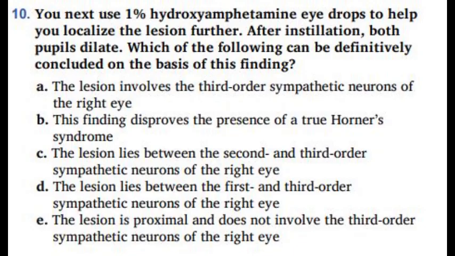So, A, the lesion involves the third order sympathetic neurons of the right eye. That is false. B, this finding disproves the presence of true Horner syndrome. That is false. C, the lesion lies between the second and third order sympathetic neurons of the right eye. That is false. D, the lesion lies between the first and the third order sympathetic neurons of the right eye. That is false. E, the lesion is proximal and does not involve the third order sympathetic neuron of the right eye. That is true. We'll go for option E.